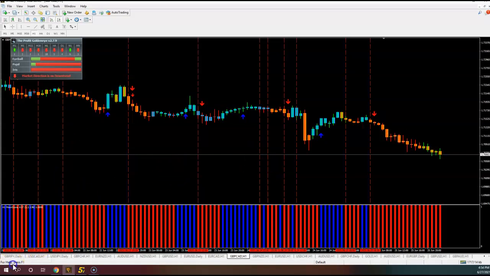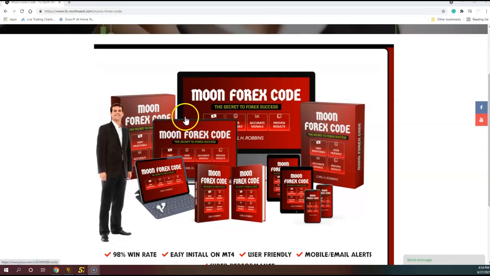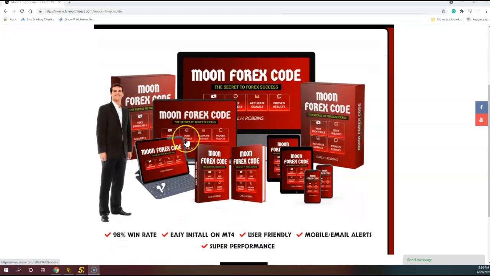So there you have it. There's Moon Forex code indicator. Excellent indicator. You just have to know how to trade it properly.